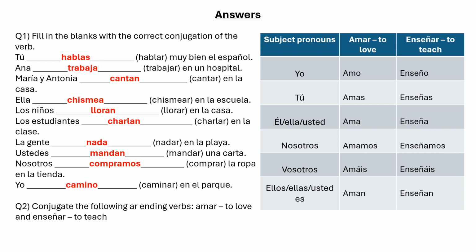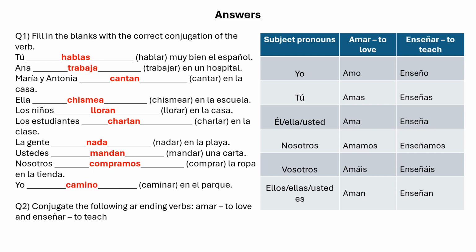Ustedes mandan una carta. You all send a letter. Nosotros compramos la ropa en la tienda. We buy the clothes in the shop. Yo camino en el parque. I walk in the park. Okay, so these are the conjugations.